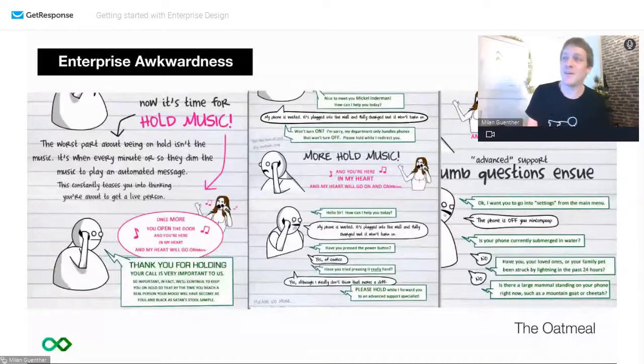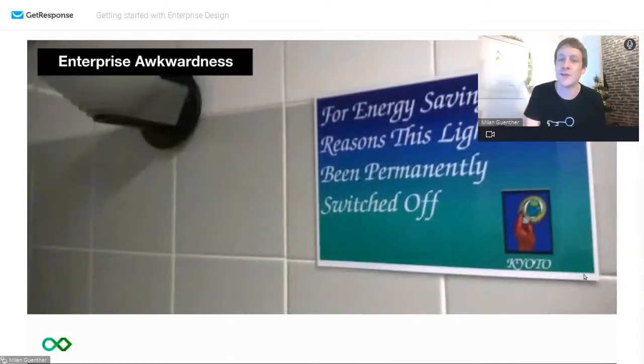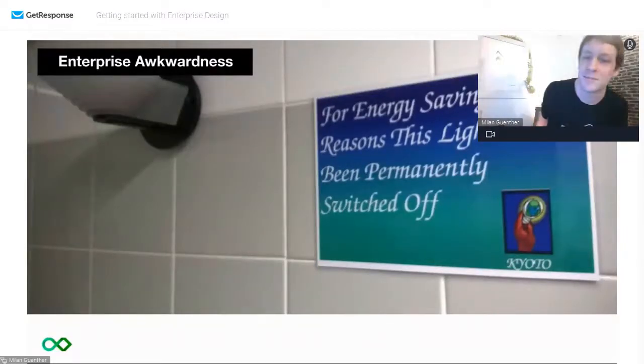We all have been there and been in these kinds of customer experience failures. Enterprise awkwardness can also render internally. This is an example actually from one of my clients with my consultancy business. I will not tell you which one. And this is in the bathroom. And what you see there is a light, and the light has been switched off. And then they have this sign saying, for energy saving reasons, this light has been permanently switched off. And then there's some logo referring to the Kyoto Protocol to save the planet.